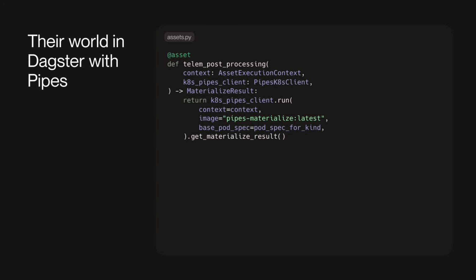So contrast that in a world with Pipes. In this case, we have standardized clients. In this case, it's a Pipes K8s client, but it implements the same interface if you're doing Databricks or just invoking an arbitrary subprocess, or I should say a very similar interface. It's very easy to move compute or to use these clients in a uniform way.